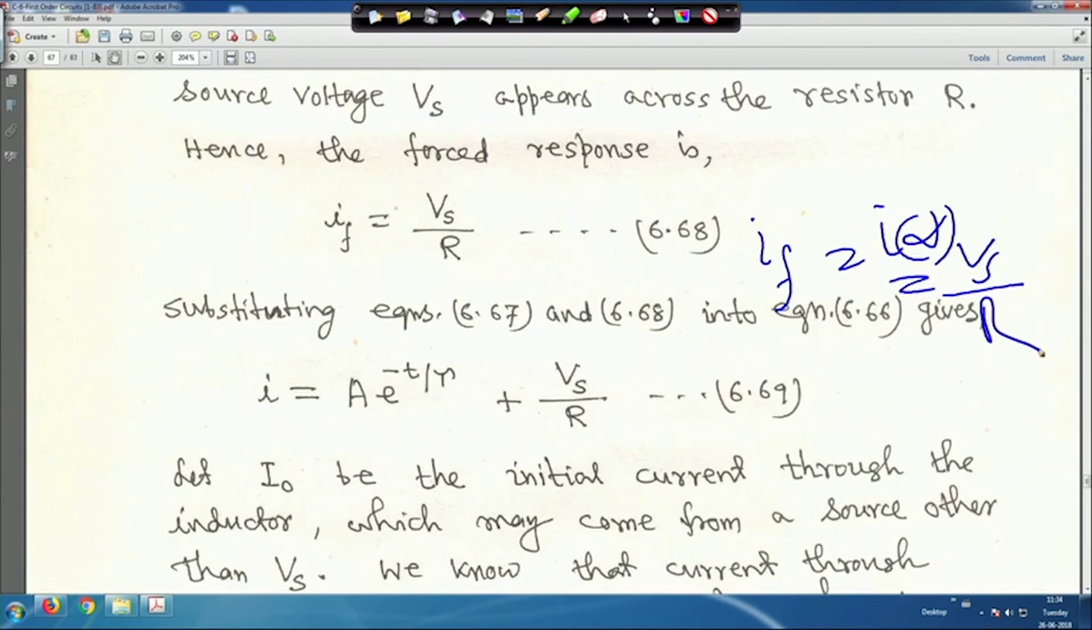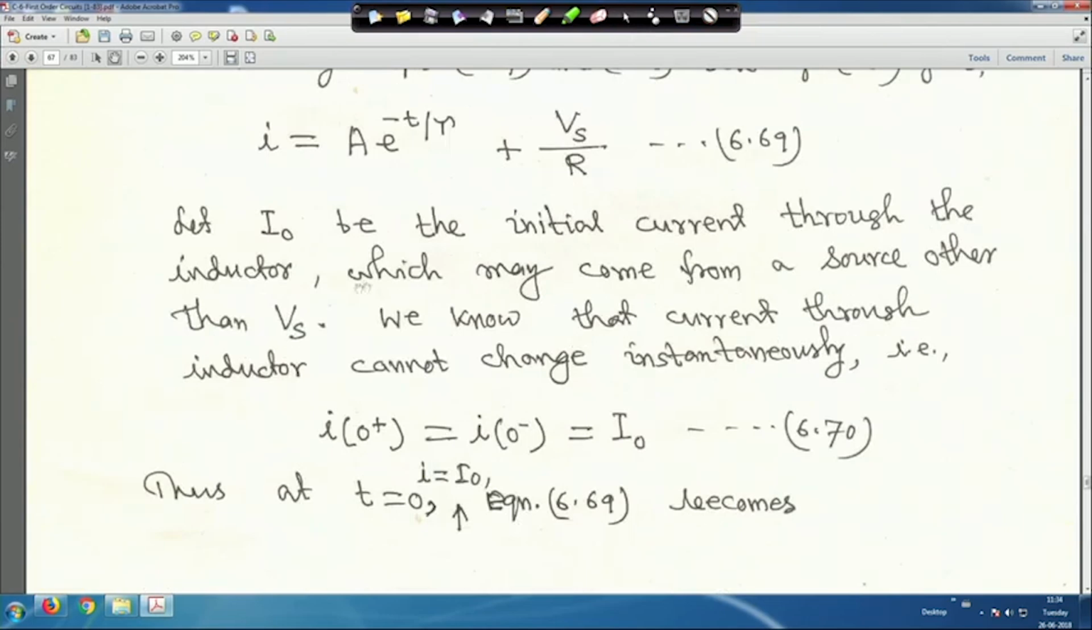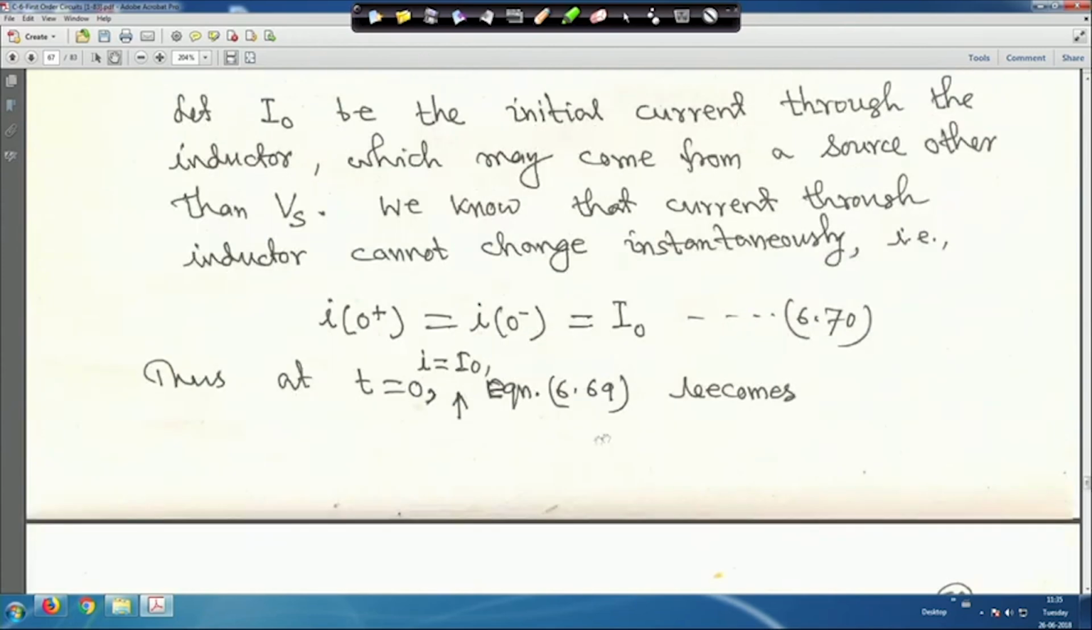Let me clear it. We assume that I0 is the initial current through the inductor, which may come from a source other than Vs. We know that the current through an inductor cannot change instantaneously, so at the time the switch is closed, I0 plus is equal to I0 minus is equal to I0. Therefore, at t is equal to 0, I is equal to I0.